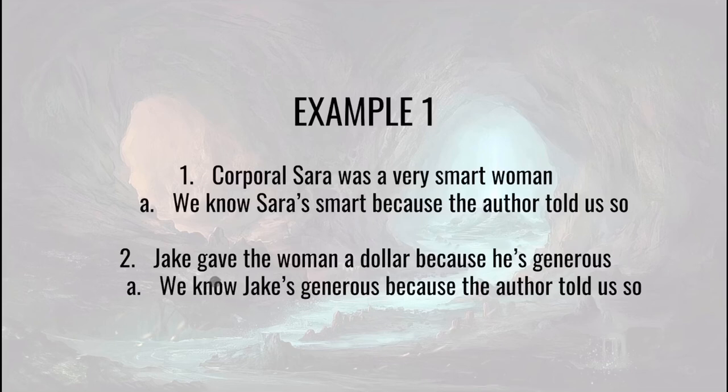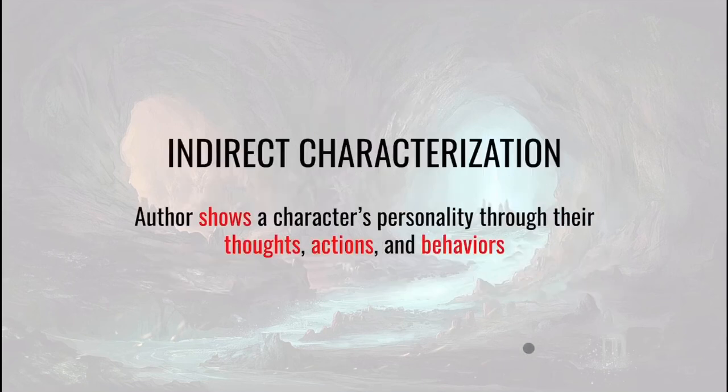In the second example, Jake gave the woman $1 because he's generous. Again, the thing I'm telling you about Jake is that he's generous. I'm telling you that specifically. The only reason you know he's generous is because I'm telling you. Now, if I say Jake gave the woman $1, period, you can see him doing something that seems generous, but you don't know if he's doing it because he's got an ulterior motive, or maybe that dollar is poison for all we know. So even though there is action in this sentence, Jake gives the woman $1, I have paused the story after he gives the dollar to explain why he did it. Again, I'm directly telling you that Jake is generous, so that's direct characterization.